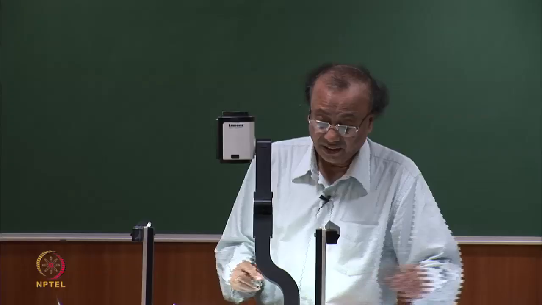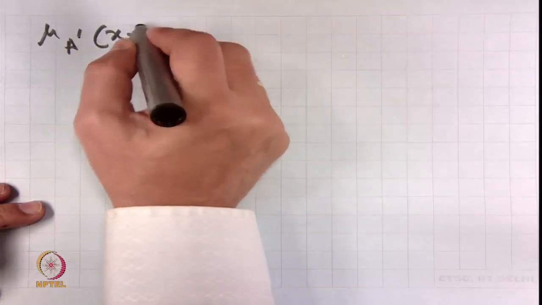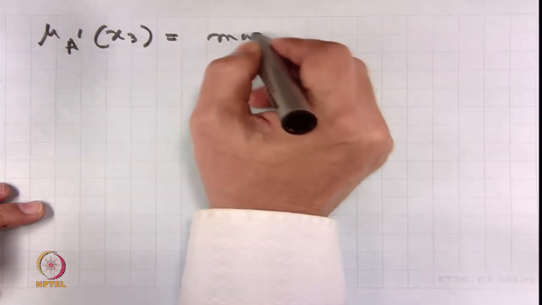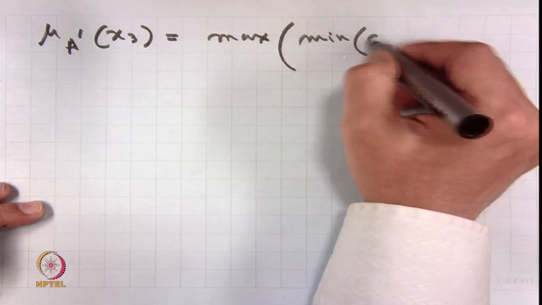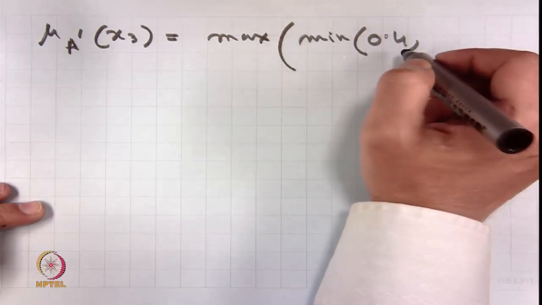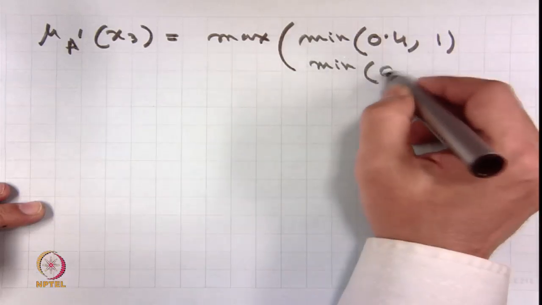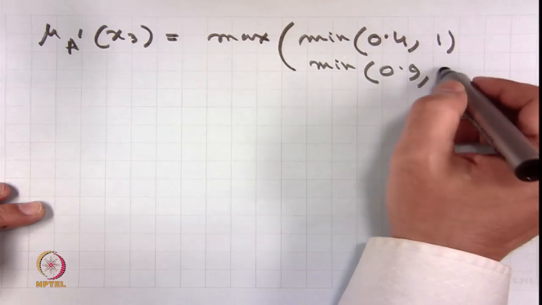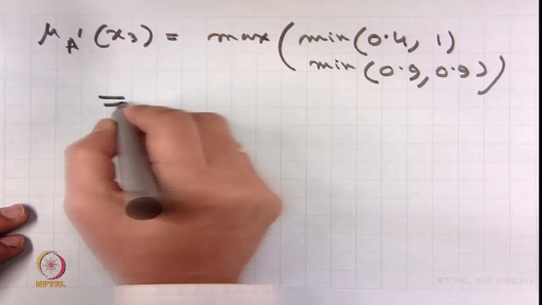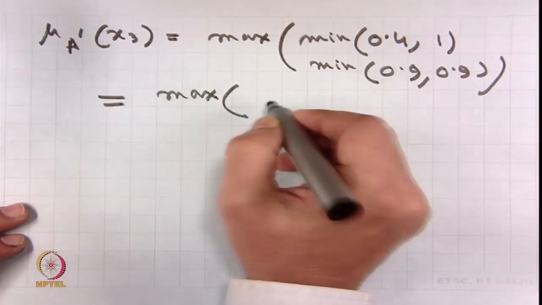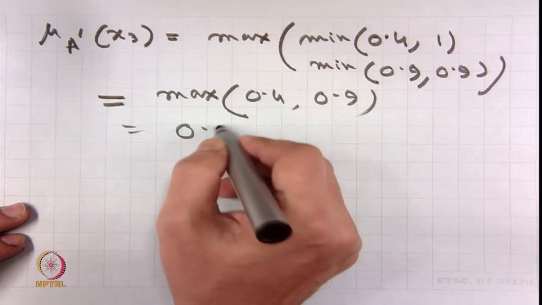And finally, mu a prime of x 3 is equal to maximum of minimum of 0.4 and 1, and minimum of 0.9 and 0.9, which is equal to maximum of 0.4 and 0.9, which is equal to 0.9.